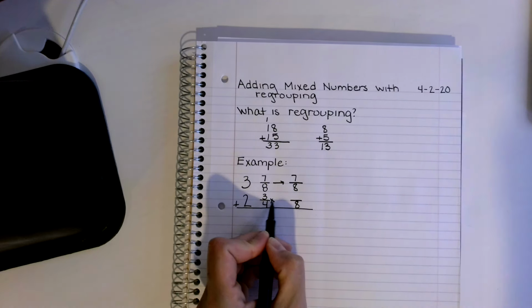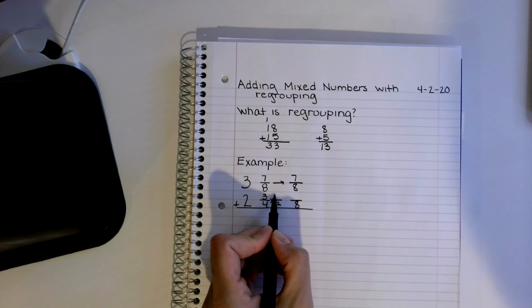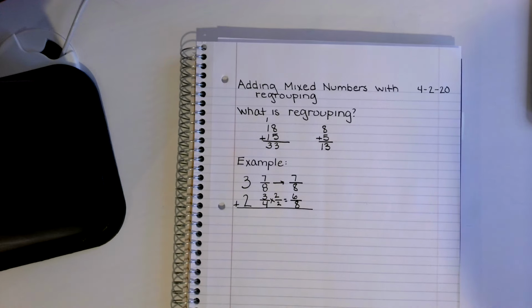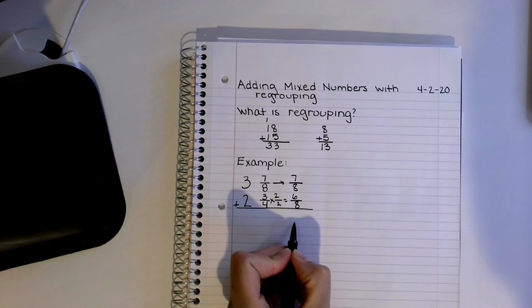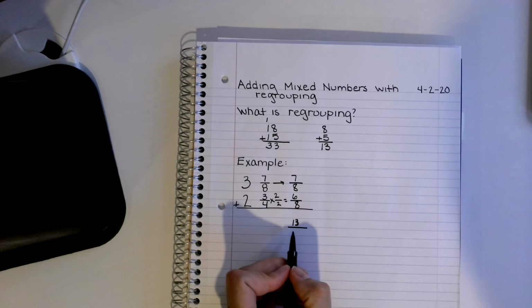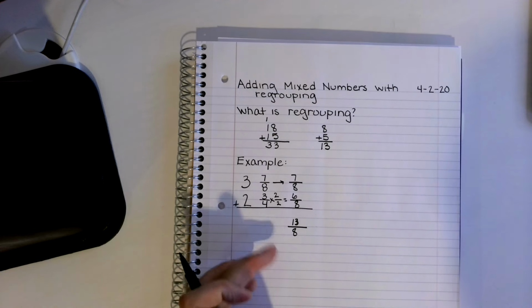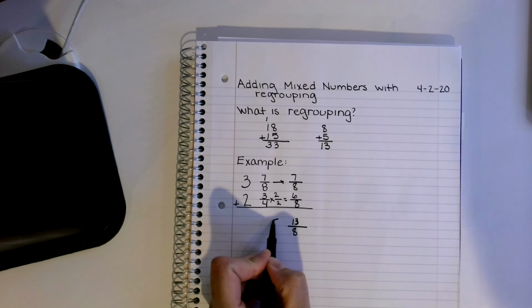This one here, 4 times 2 equals 8, so you're going to do the same thing to the top. 3 times 2 is 6. Well, 7 plus 6 is... no, 13. Whoop, 13. Sorry about that. 13/8. Oh yeah, don't forget your whole numbers. 3 plus 2 is 5.